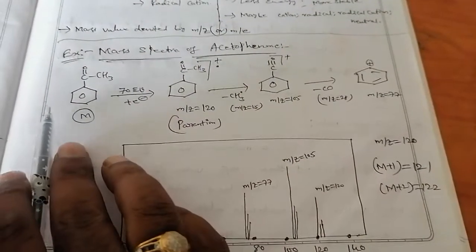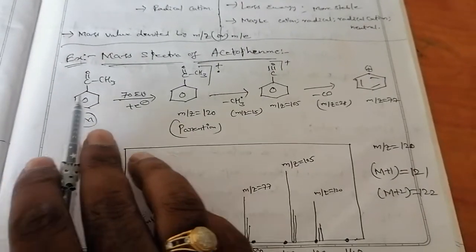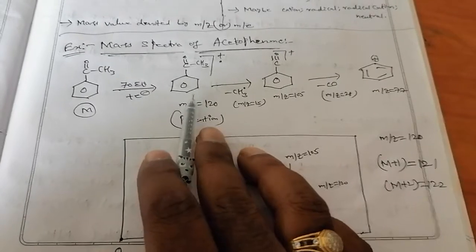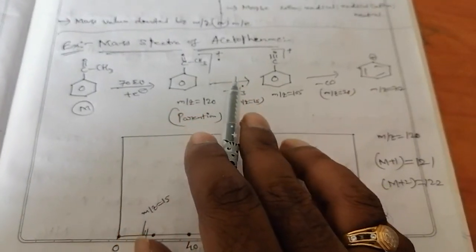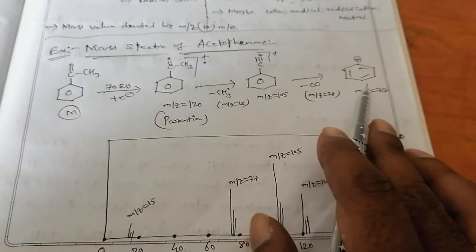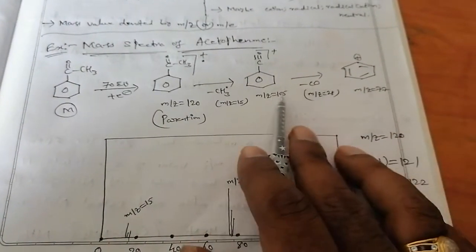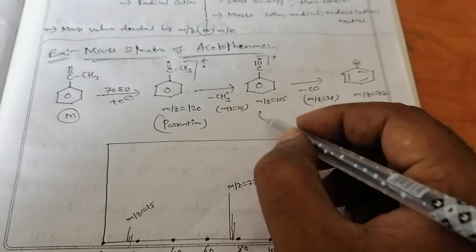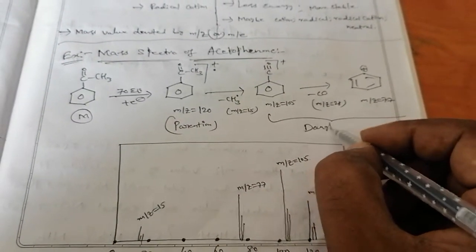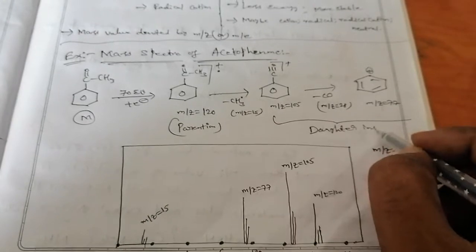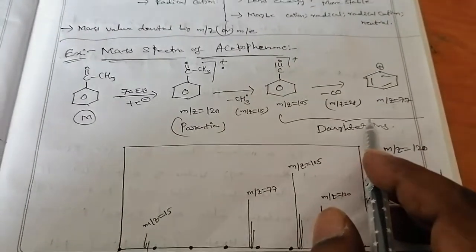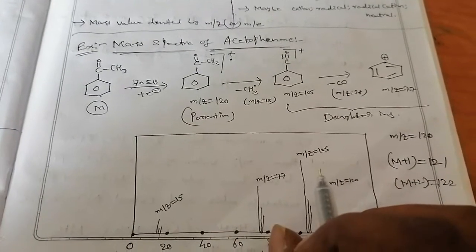Okay, first, a neutral molecule is irradiated with a 70 electron volt beam, then it is converted into a parent ion. This parent ion goes on to further fragmentation, which gives smaller m/z values containing different smaller ones. These two come under daughter ions or fragmented ions. Based on these m/z values we are going to draw the mass spectrum of acetophenone.